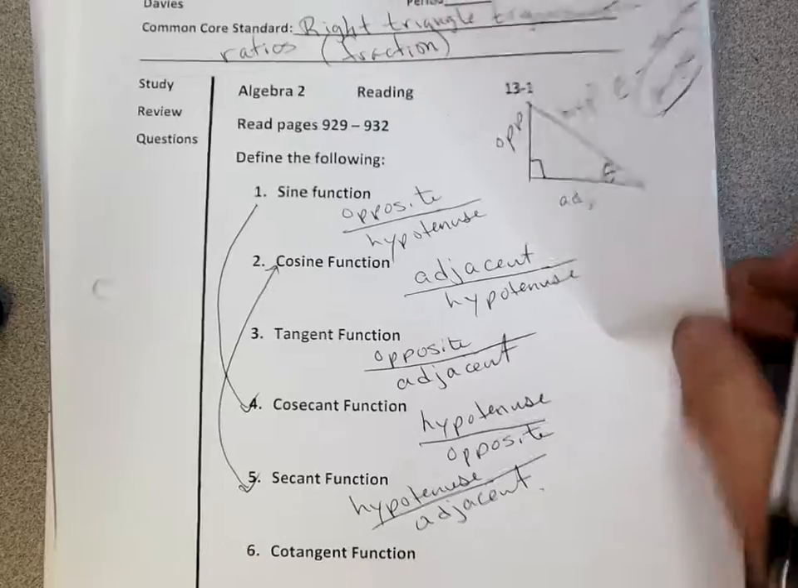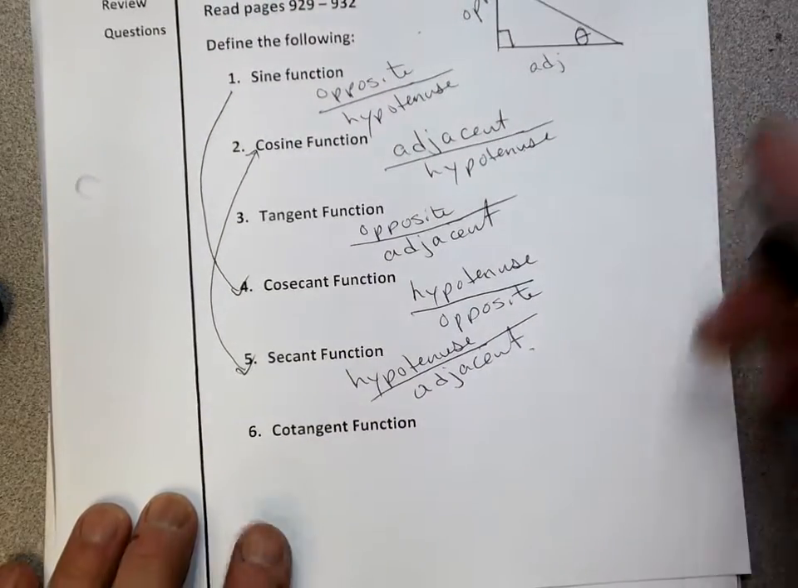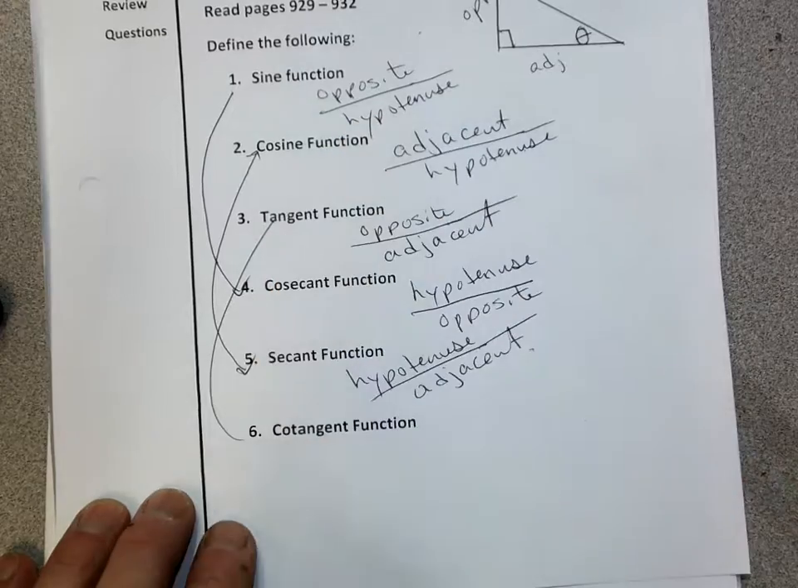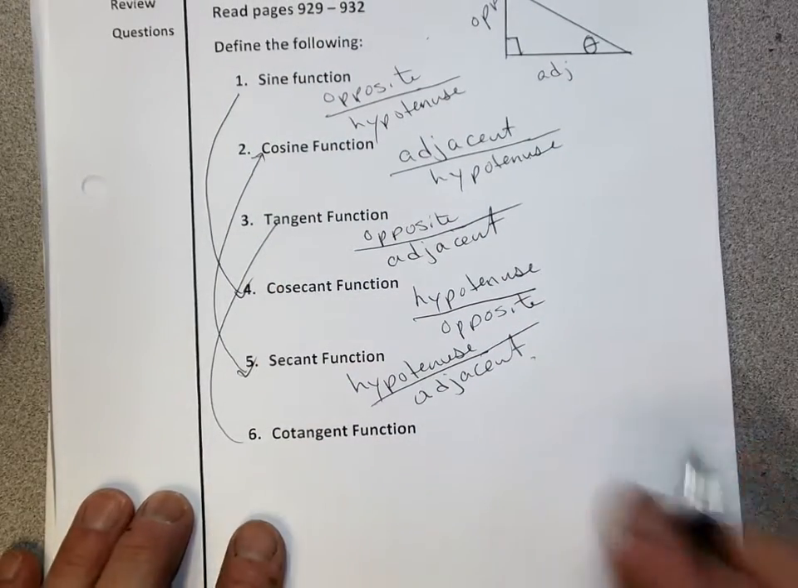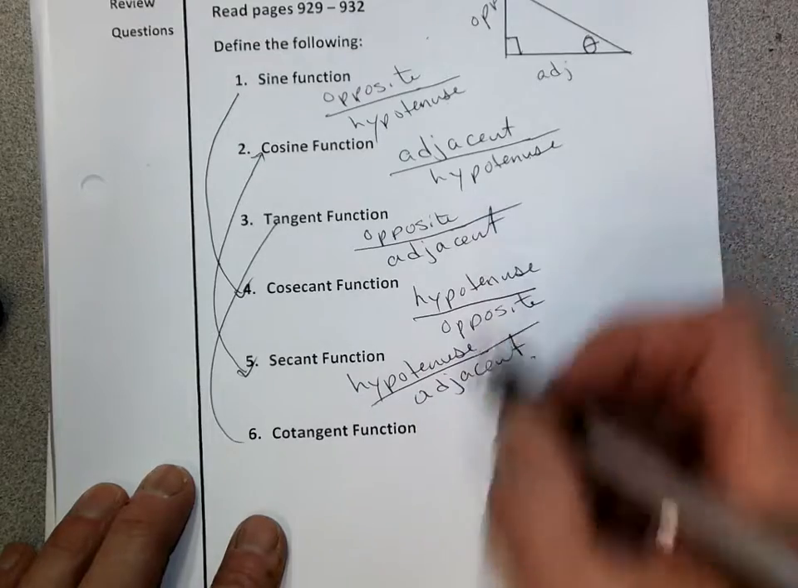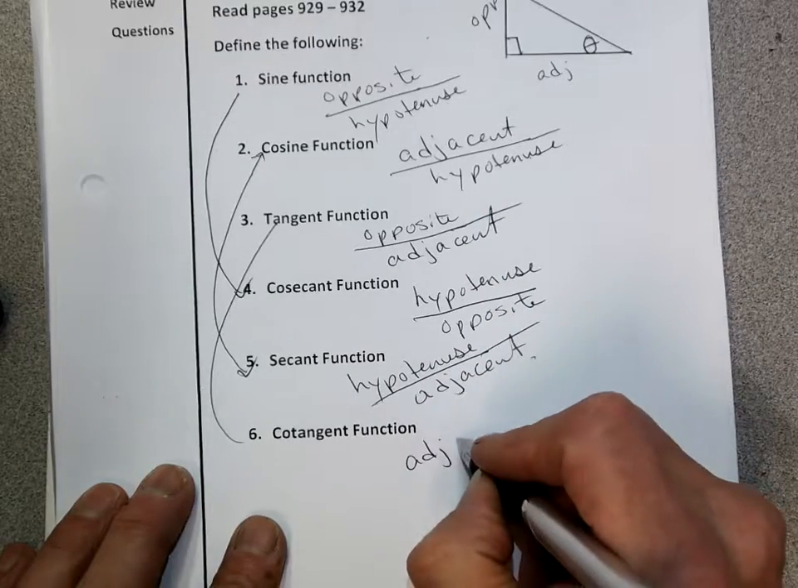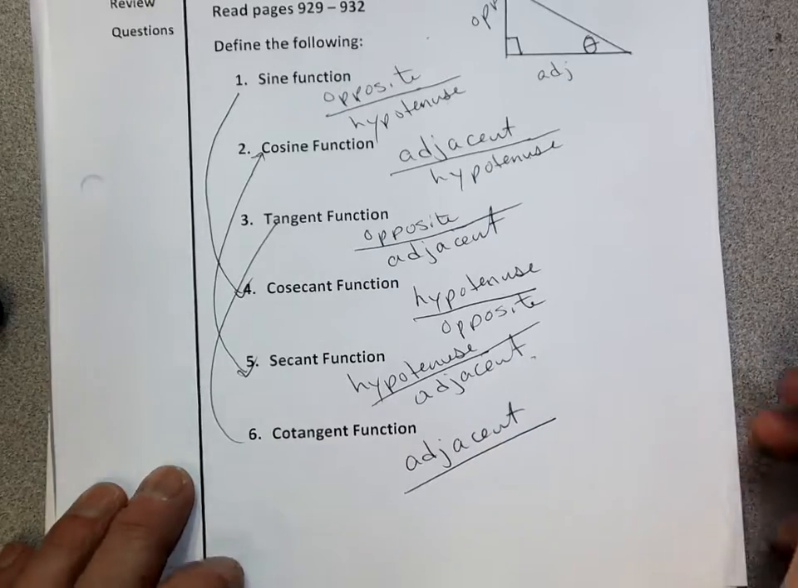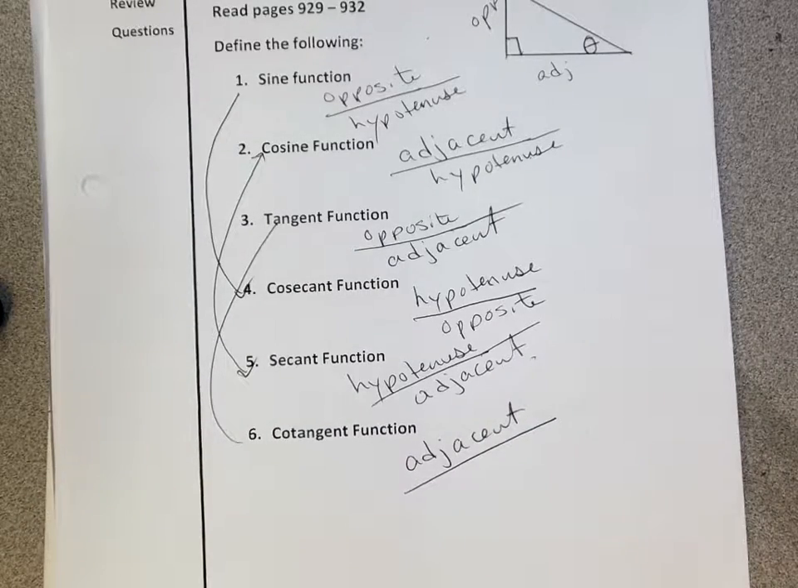And then finally, no surprise, the cotangent is going to have to be the opposite of the tangent, right? That makes sense, right? Tangent, cotangent. So the cotangent function is going to be the opposite of tangent, which is the adjacent side over the opposite.